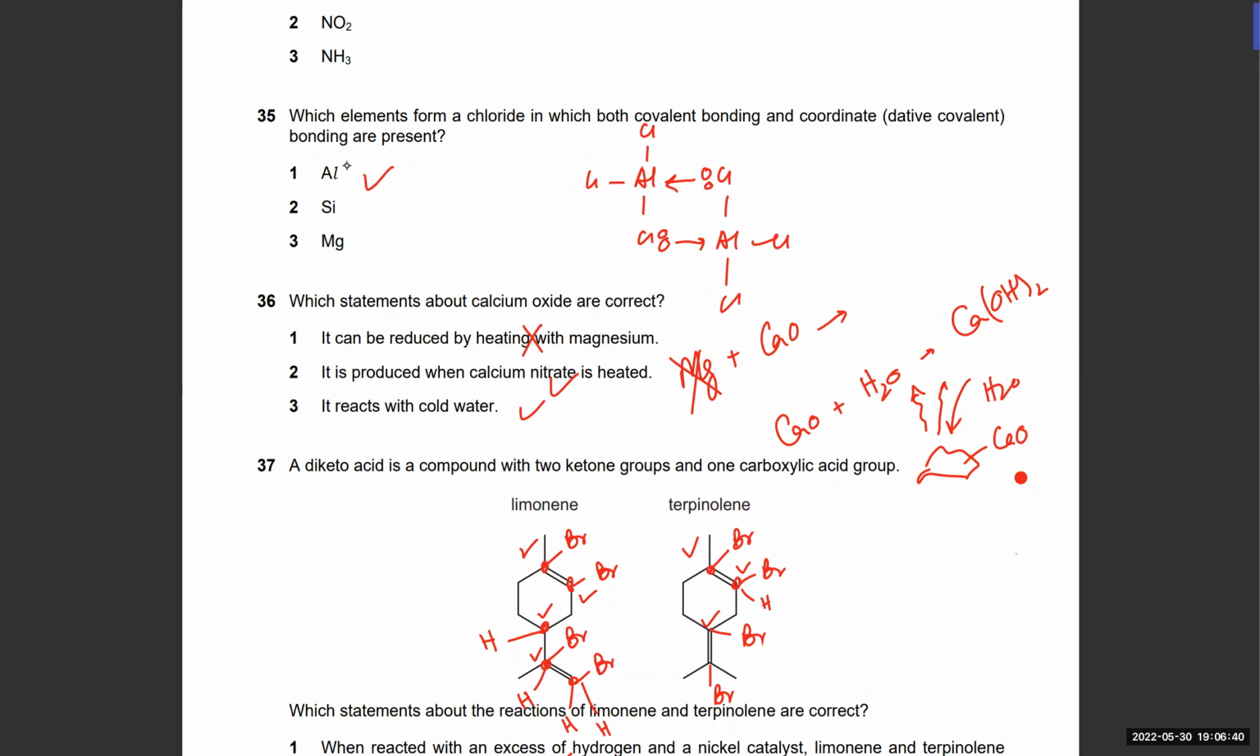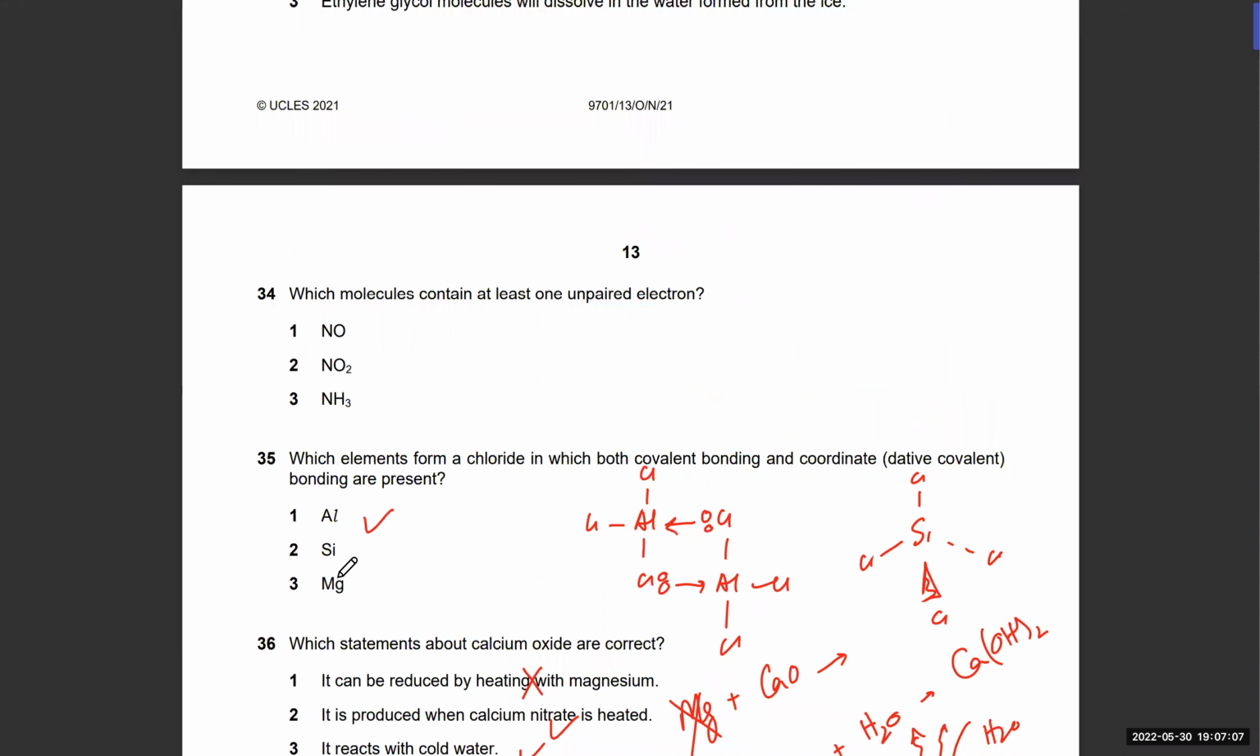Will they form covalent bonds and dative bonds in the same chloride? What is SiCl4? SiCl4 is purely a covalent molecule, that's it. It's a tetrahedral covalent molecule, a liquid. It does not have a dative bond. It doesn't form dative bonds. Silicon's outer shell is kind of complete. Mg forms ionic chlorides. It doesn't even form covalent bonding, so that is out of the question.